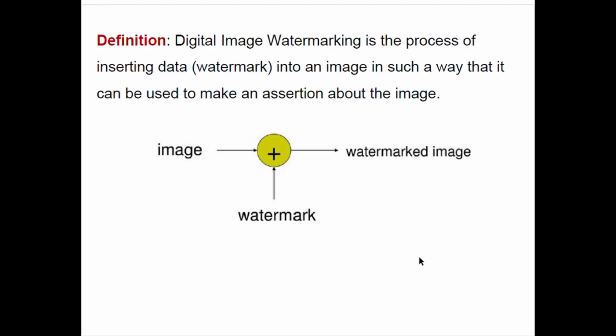We'll see the definition. Digital image watermarking is the process of inserting data, meaning a watermark, into an image in such a way that it can be used to make an assertion about the image, meaning for security of the image. See the diagram. This is the image, a watermark is added, and you get a watermarked image. So if you add a watermark to the image, automatically you get protection for your image.